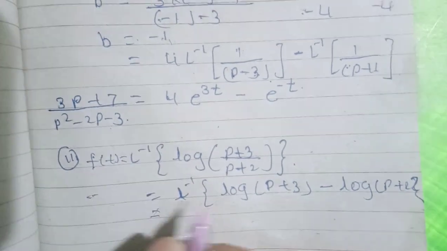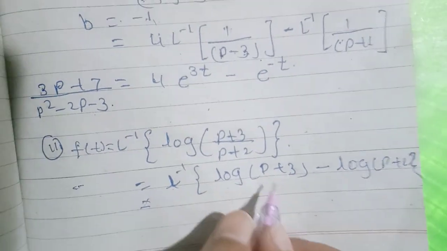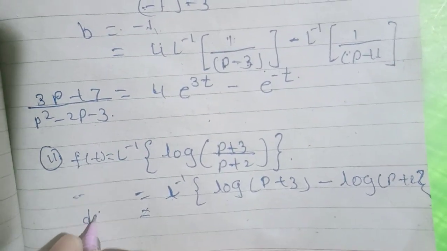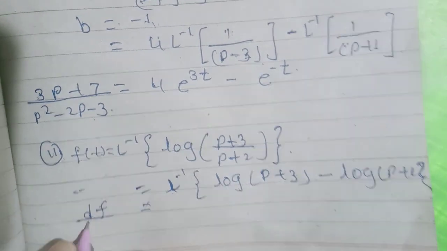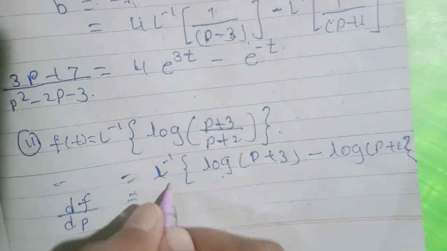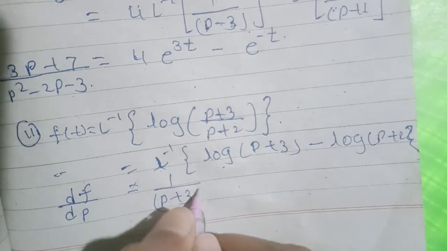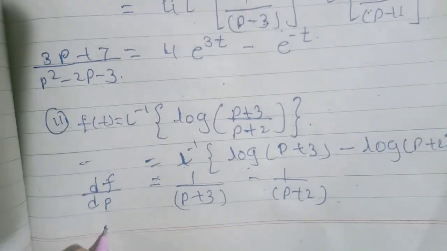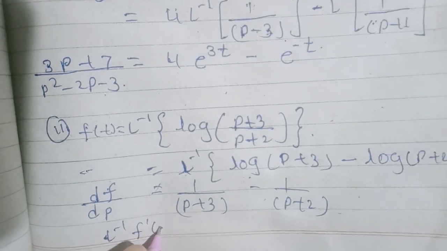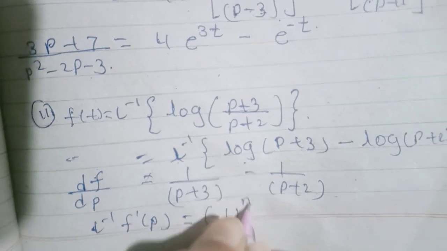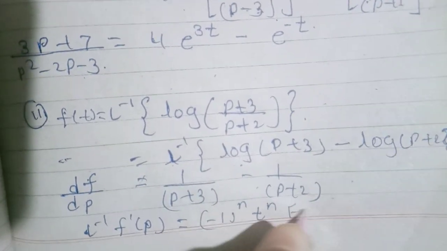Then we have, first we can derivative this, then derivation, this is f of t, and then we can derivative this log, log का derivation f of dp, then log का derivation 1 upon p plus 3 minus 1 upon p plus 2. Then we know the formula, Laplace inverse of f dash of p is equal to minus 1 raised to n t raised to n f of t.